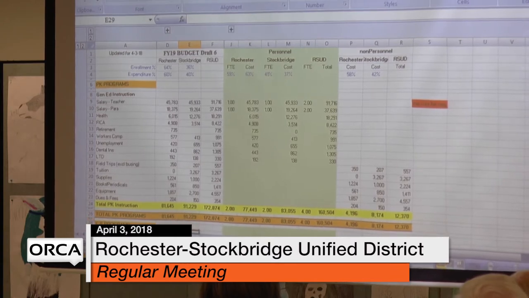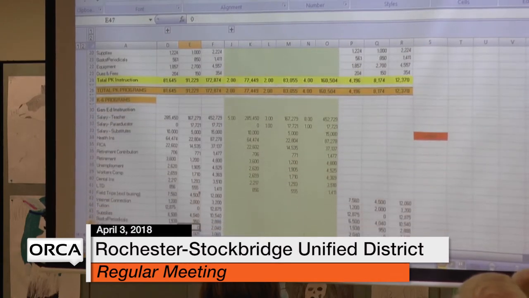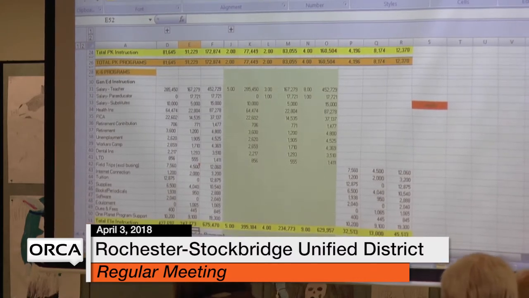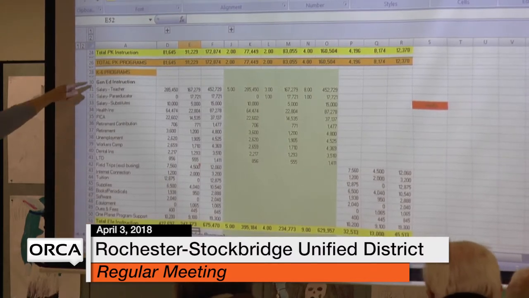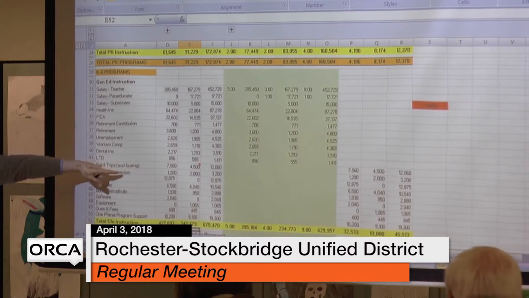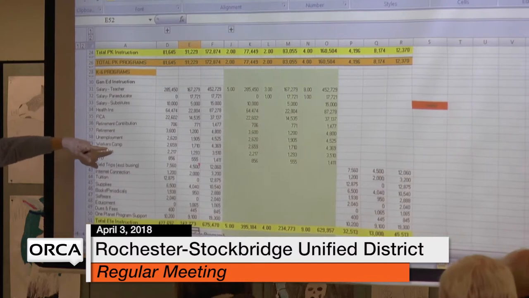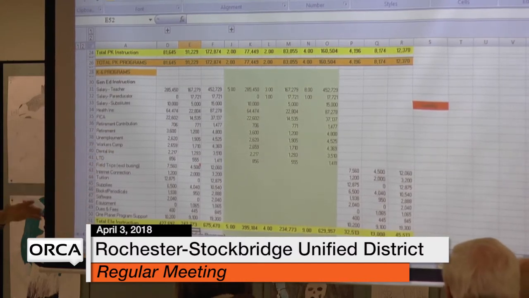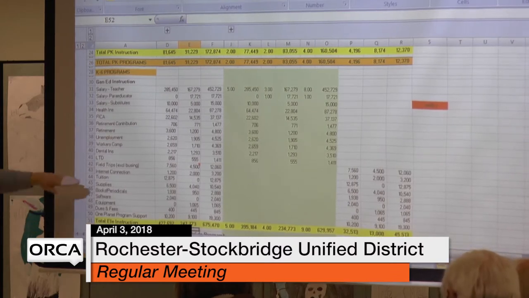K-6 programs begin with the general instruction, or instruction of general education. And you can see that there's a lot of different things that come in here. There are salaries and benefits. There's the cost of field trips, excluding the busing. Busing for field trips needs to come in student transportation lower down. That's something that we have been working on since the last version of the budget.